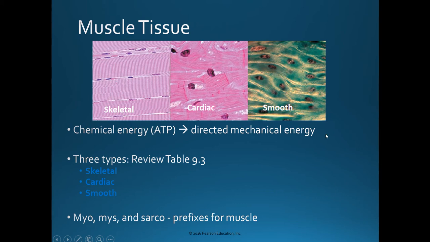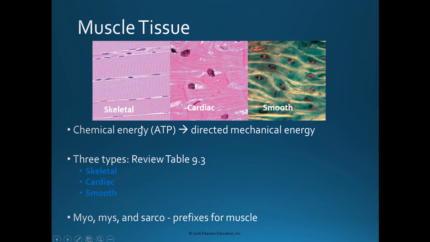The two things that muscle tissues have in common, no matter what type of muscle tissue they are, is first their ability to turn chemical energy, to take the bonds of ATP and break them, and turn them into some sort of mechanical energy, whether it's the movement of the whole body, the pumping of the blood by the heart, or say food through our GI tract if we're talking about smooth muscle.